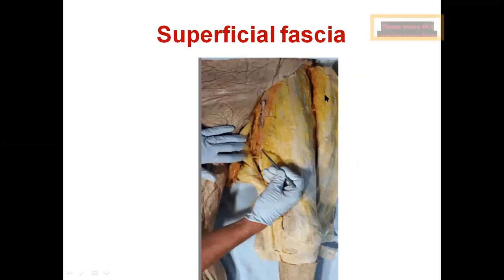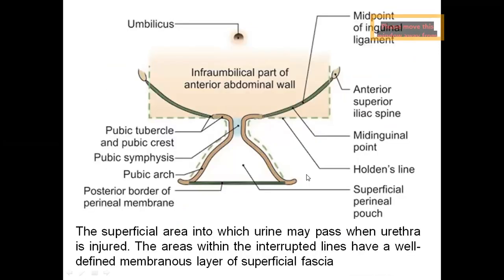Below the skin, you have seen superficial fascia, below which we have seen the deep fascia. Now see here, this is anterior superior iliac spine, we know, and this is pubic symphysis. And this green ligament is nothing but the inguinal ligament. Now we know along the inguinal ligament we have the membranous layer tightly attached. And this line just below this, this line of attachment, is actually Holden's line.